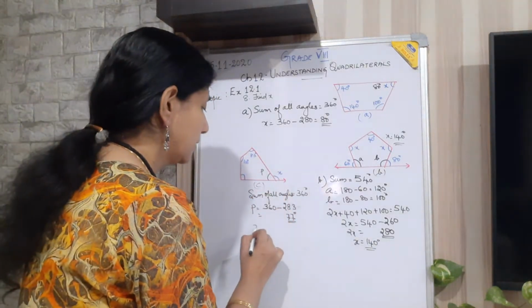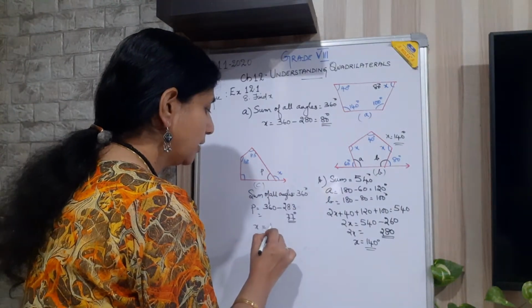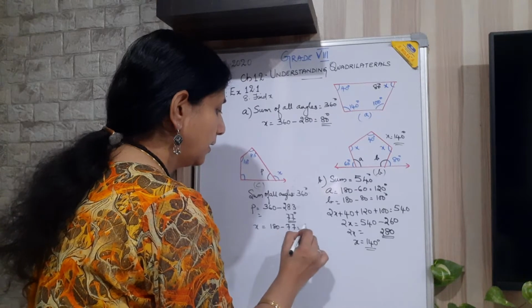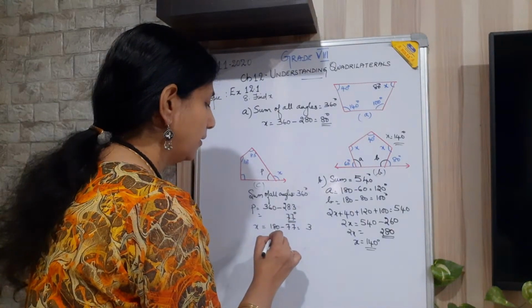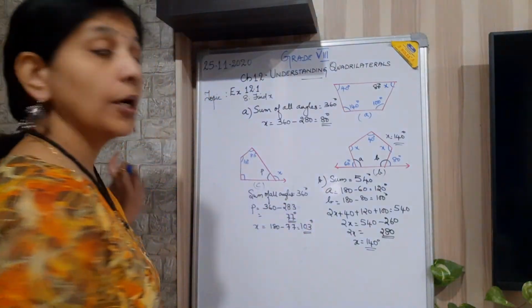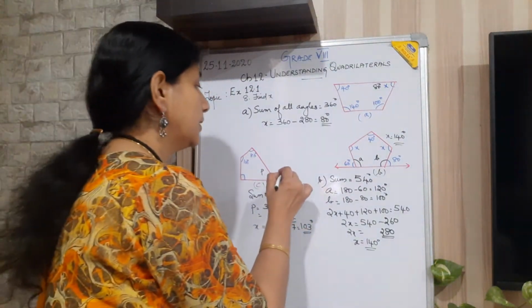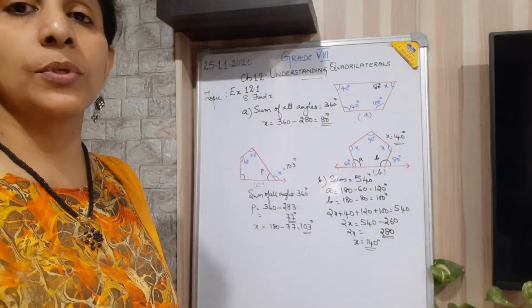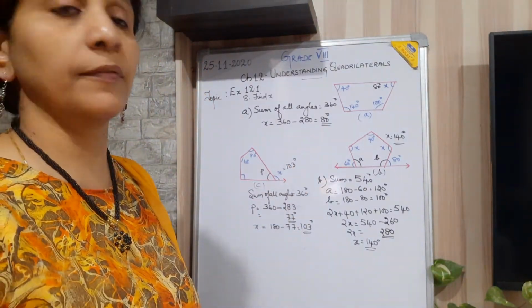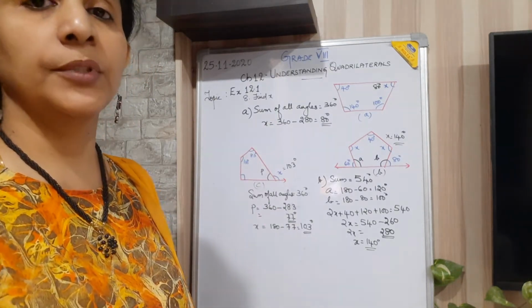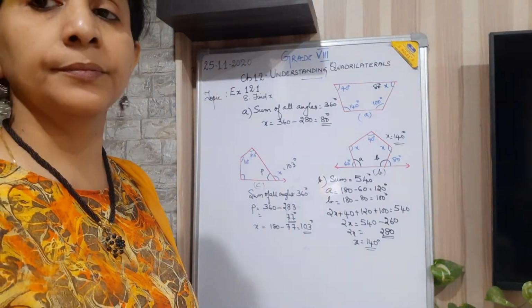Now you will get x because this is a straight angle. X is equal to 180 minus 77. That is 10 minus 7 is 3, and so it is 103 degree. So you got x, the value of x is 103 degree. So this is the way you solve the questions when the figures are given. You have to first count the number of sides. As per that, the sum of the angles will differ.